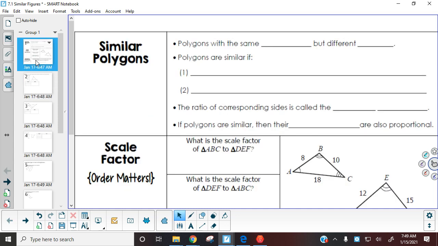So today we are looking at similar polygons. We have already talked about congruent figures, and just a refresher: congruent figures have to have the exact same size and the exact same shape. When we look at similar polygons, the difference is that they have the exact same shape, but they are different sizes.